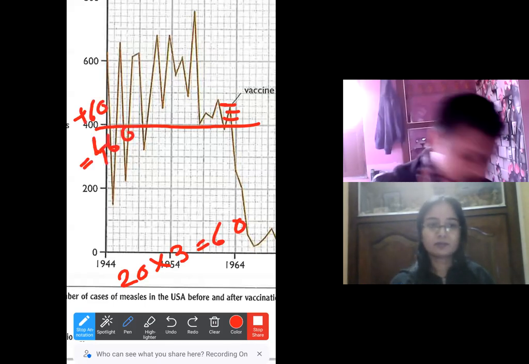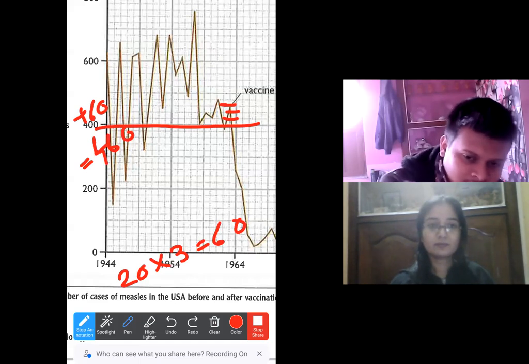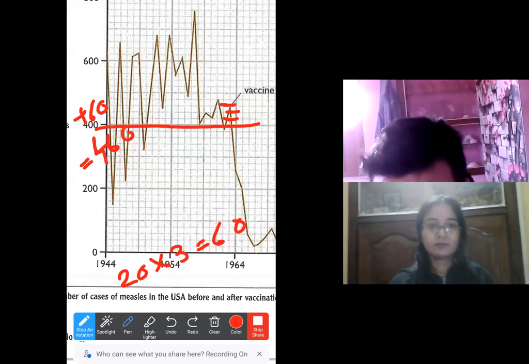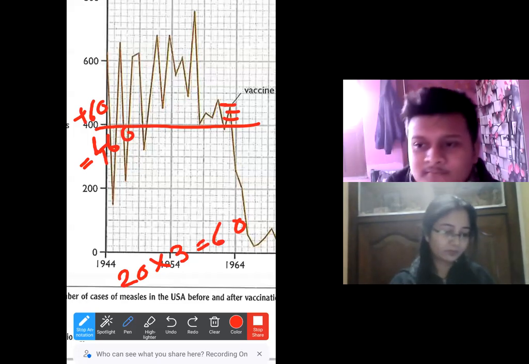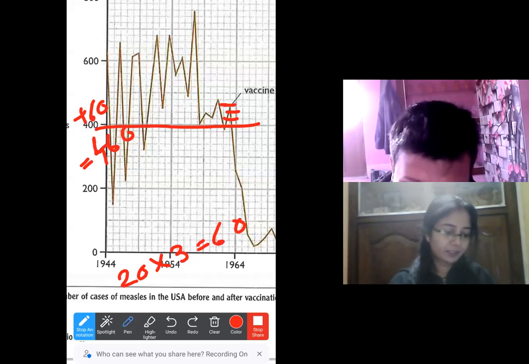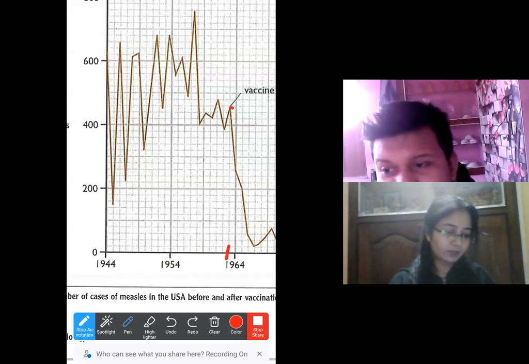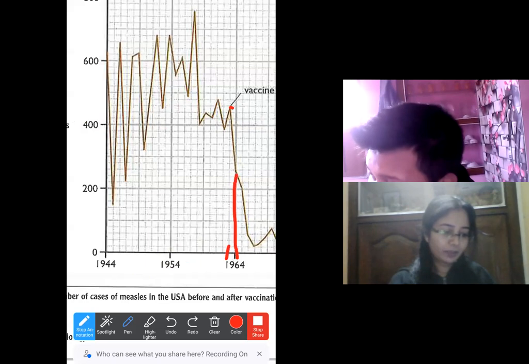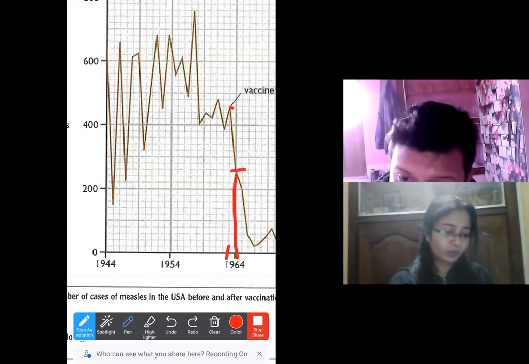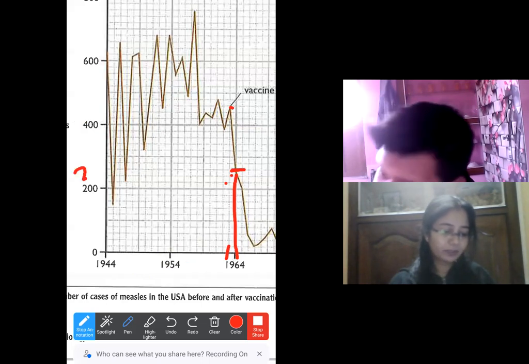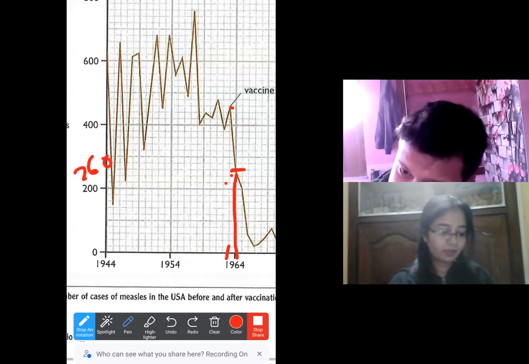In 1964, it is 260 cases. So in 1963, here you can see it reached 460 cases. And in 1964, it will be exactly half of this, 260 cases. And after that, you can see it dropped.